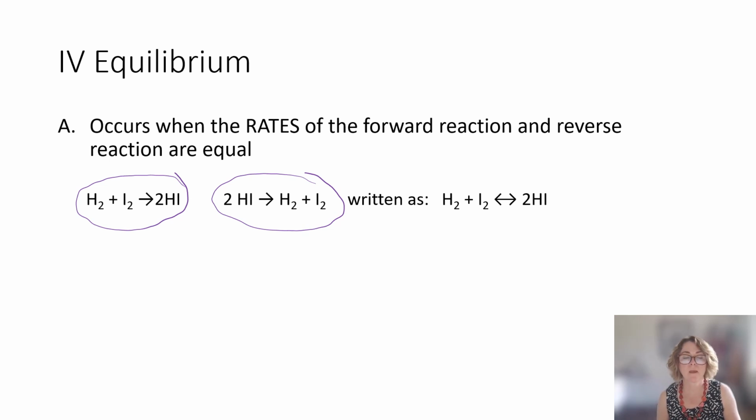Now, a reaction is considered at equilibrium when the rate of the forward reaction is equal to the rate of the reverse reaction. And when we have a reversible reaction like this, we generally write it in the forward direction, the way I have the first one, but then we use a double arrow here, and that double arrow indicates that the reaction proceeds in both the forward and the reverse direction.